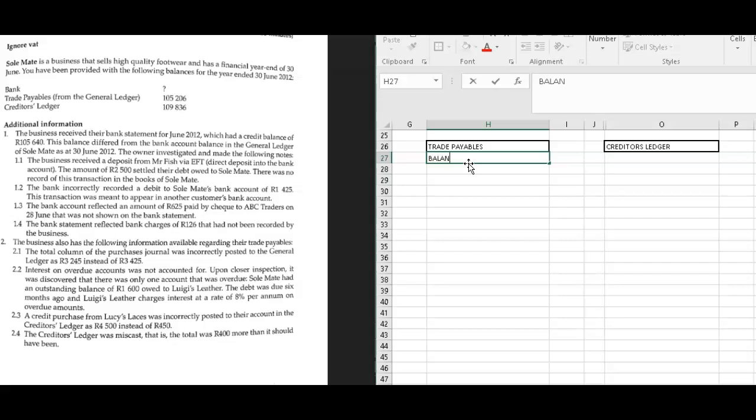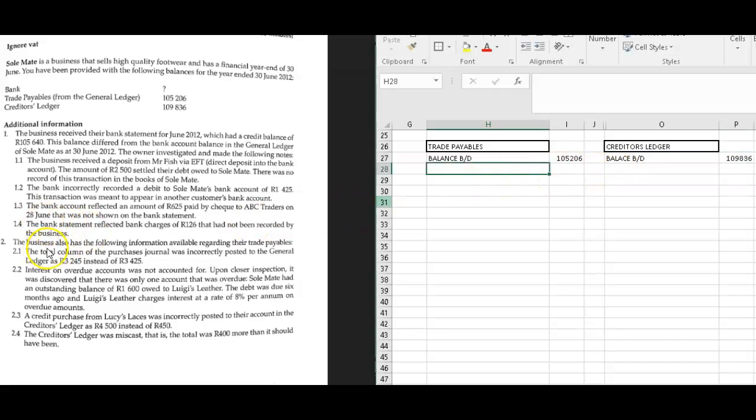So balance brought down, but this could be labelled anything, right? So the balance for trade payables is 105,206. And the creditors ledger, so let's see. Balance brought down, and the amount is 109,836. Okay, so now that we brought down the balances, let's do the adjustment.